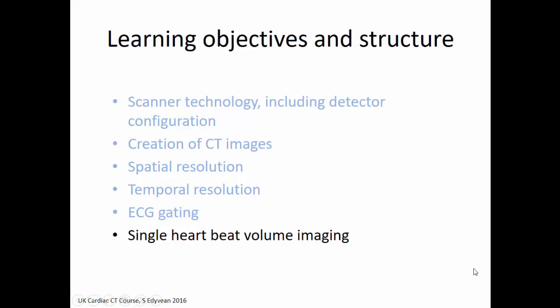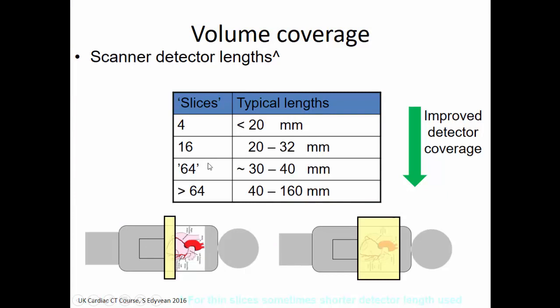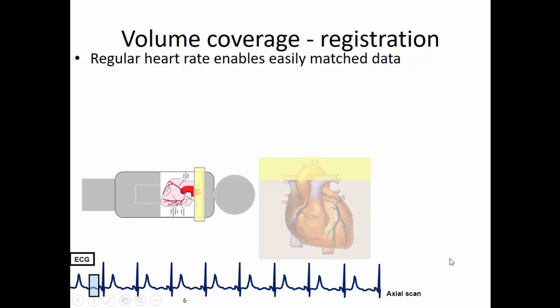So finally, single heartbeat volume imaging. Well, I've talked about coverage. A typical 64 slice scanner is 40 millimeters, so you might be doing three axial scans in one go. And really what you want to do is to cover the heart in one beat. And in the same way as with the multi-sector reconstruction, you want good registration. The same when you're scanning down the heart.